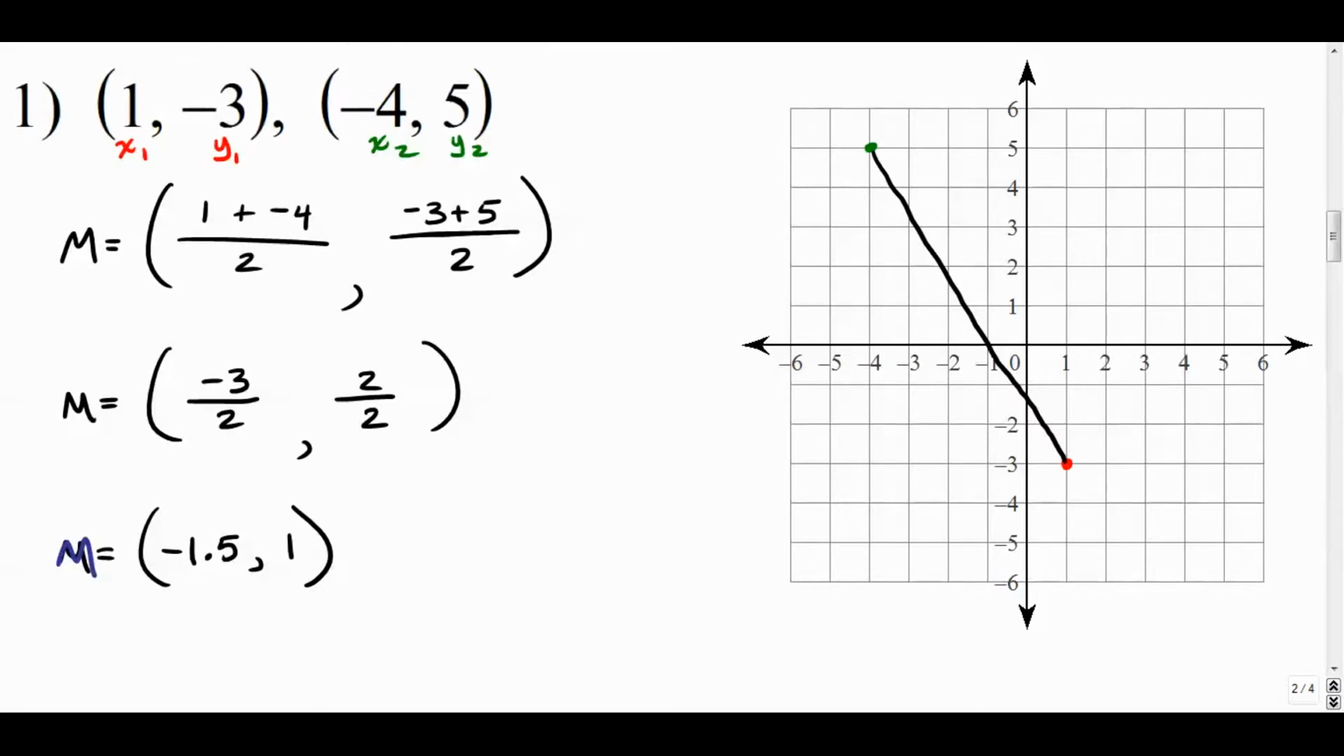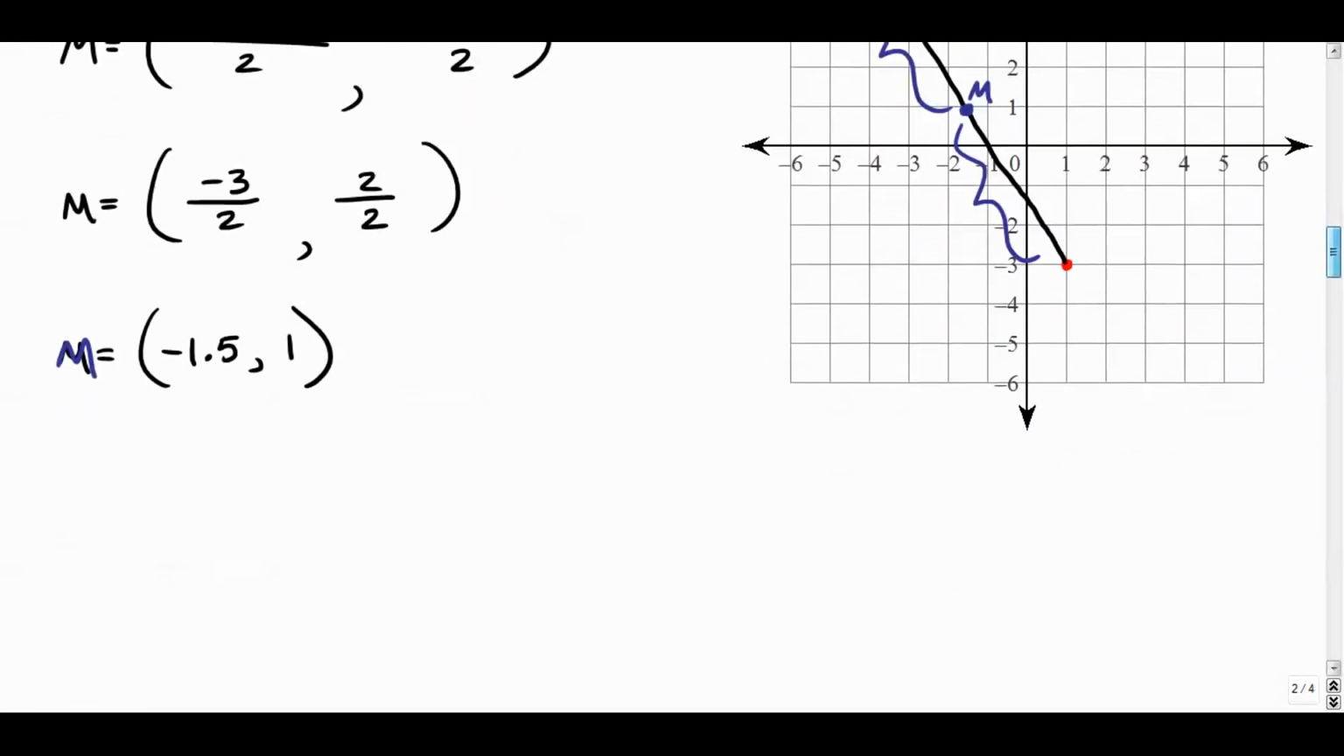And this blue point, this midpoint, is negative 1.5. So I'm going to go left 1.5 and then up 1. And you can see that that makes a lot of sense right there. And the distance between these two and these two is the same. That's what it means to be the middle. And if you wanted to, you can confirm that by using your distance formula.